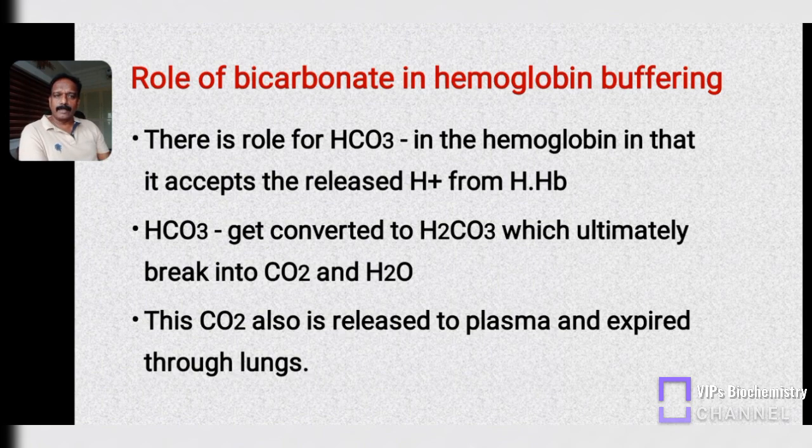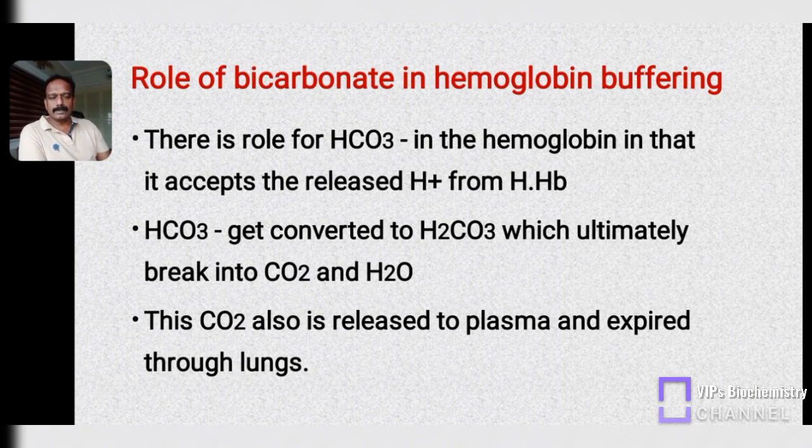Now, what is the role of bicarbonate? The bicarbonate accepts the H+ released from HHB, and it becomes H2CO3, which can break to release carbon dioxide, and this carbon dioxide is released to plasma and expired through lungs. So all these things happen in lungs. The Hb becomes oxygenated, it becomes acidic, it releases H+ from HHB. This H+ is accepted by HCO3 minus, it becomes H2CO3, it releases carbon dioxide, and carbon dioxide is expelled by expiration through lungs.